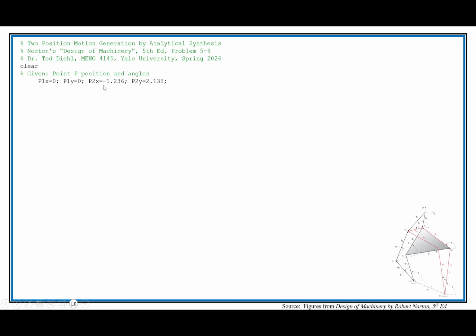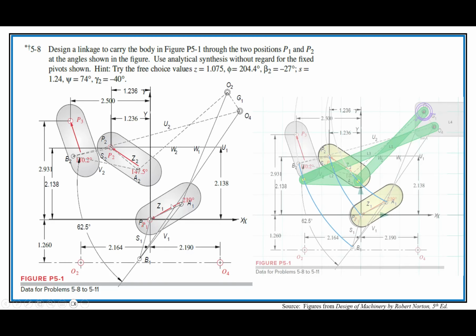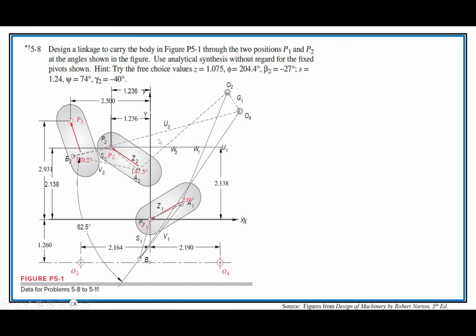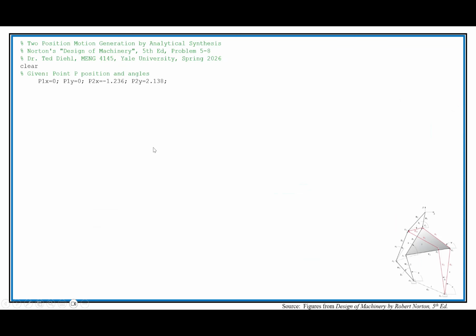So here is me trying to go through and put in the values that he said. All right, so he was starting his origin at P1x. This right here is his origin. You see there's X and X. And then P2 was the location of 2.138 and negative 1.236.